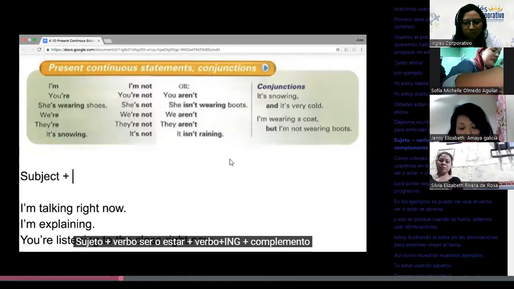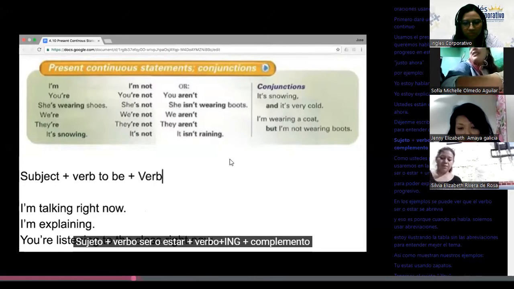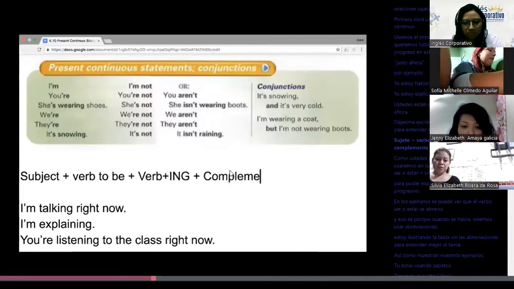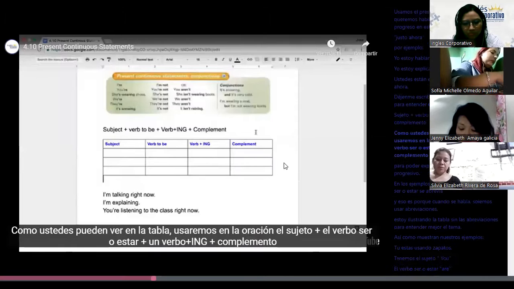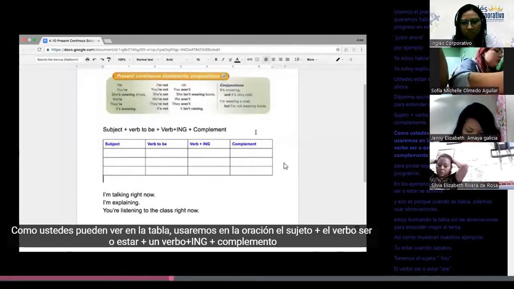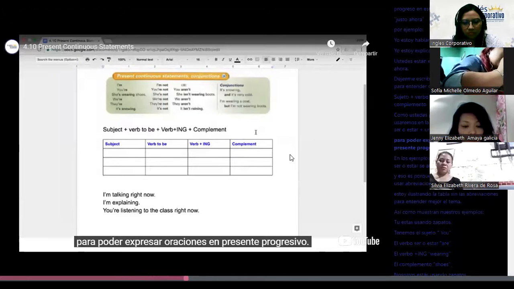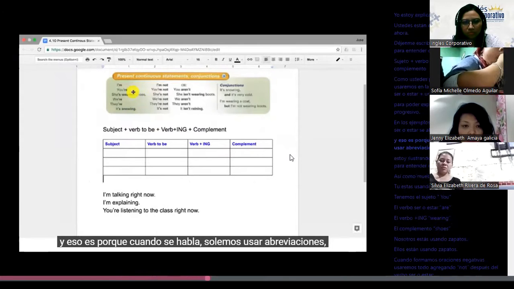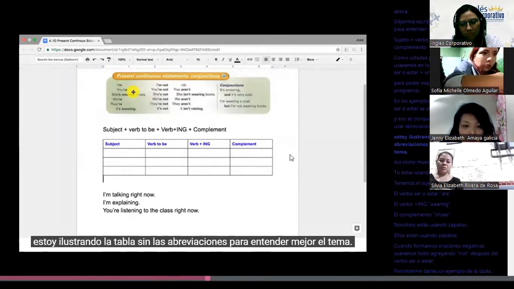Subject, plus verb to be, plus the verb plus ing, plus some kind of complement. As you can see on the chart, we will use the subject of the sentence plus the verb to be plus the verb in its ing form plus some complement in order to express sentences in the present progressive. On the examples, you can see the verb to be is contracted, and that's because when spoken, we typically use contractions. I'm illustrating the chart without the contractions to better understand the topic.